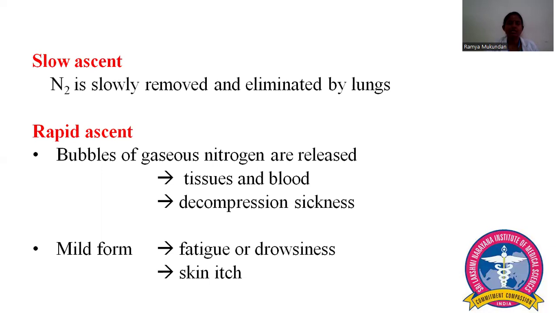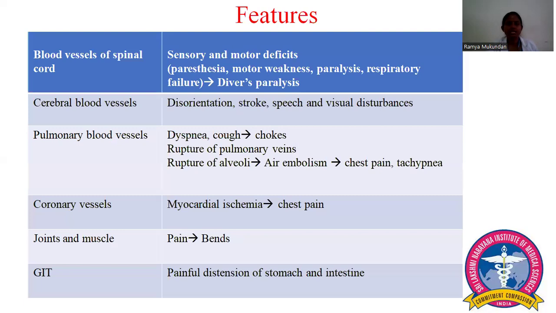In mild forms, if the bubbles formed are very few, it results in fatigue, drowsiness, nausea, and skin itching. But in severe forms, what happens? These bubbles go and block the blood vessels of multiple systems and result in very severe symptoms, sometimes in tissues, sometimes in muscles, sometimes in joints, and depending on the system where it lodges, the symptoms develop. Now we'll be seeing the different blood vessels in which these bubbles lodge and produce symptoms.